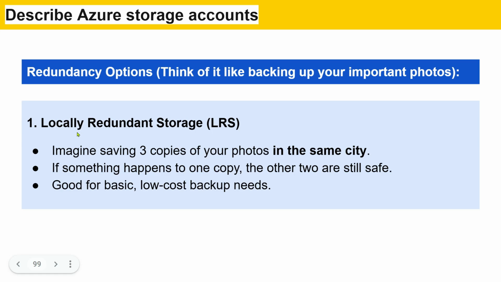The first term is LRS, which stands for locally redundant storage. Locally redundant storage means, imagine saving 3 copies of your photos in the same city. One is here, one is there, but in the same city I'm storing 3 copies. If something happens to one copy, the other 2 are still safe. So if I'm taking an LRS account type, locally redundant storage, this is the option I would get. Your data is safe, and this suits low cost backup needs.